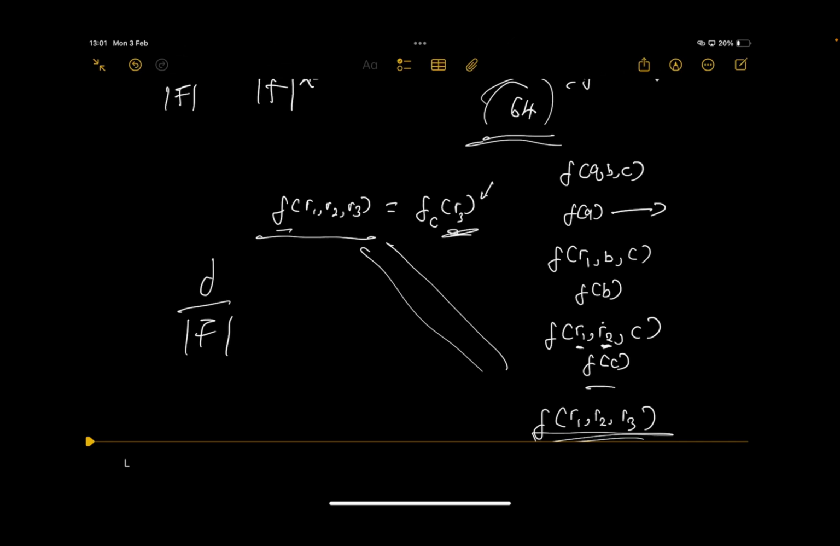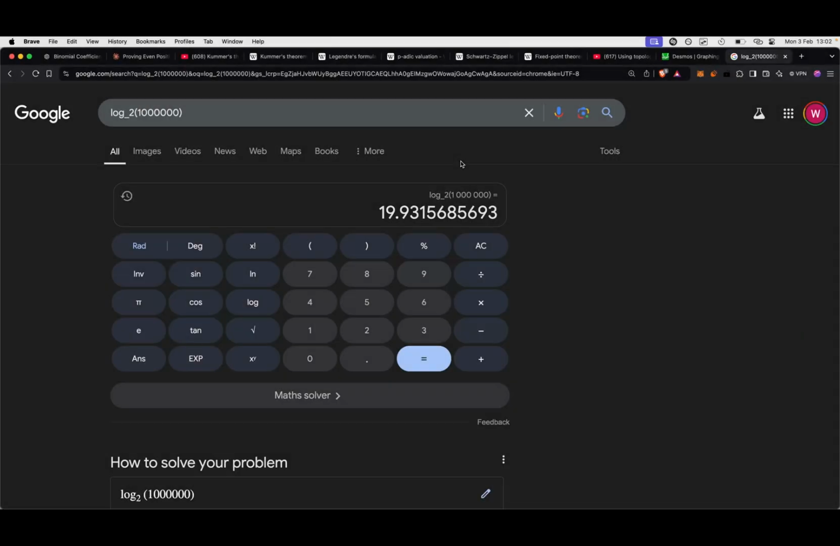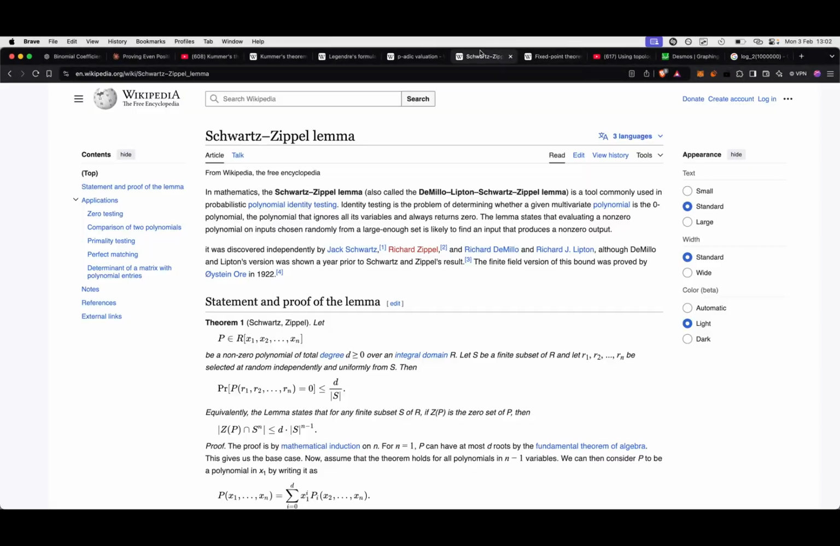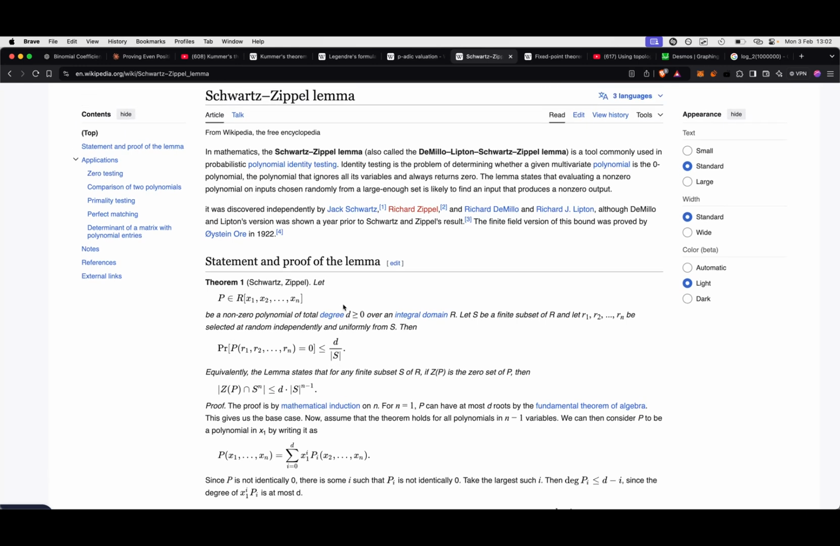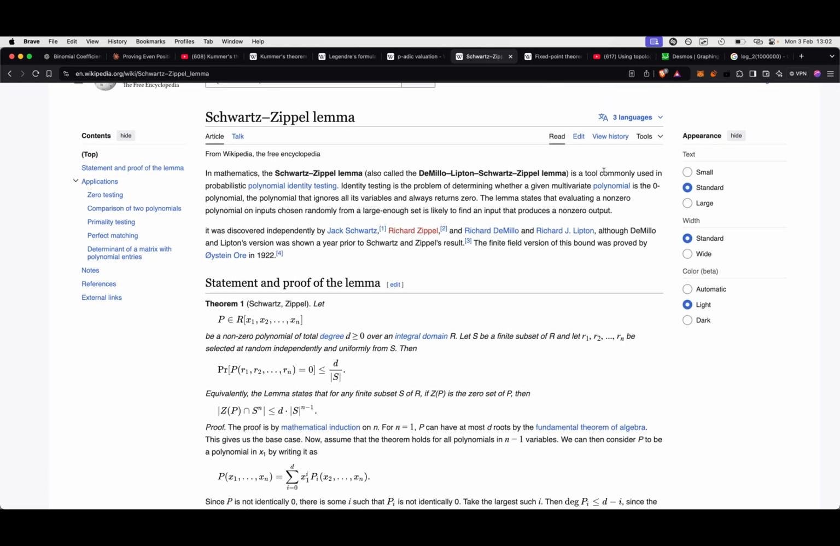Okay, so what you're saying now is both the 100% guarantee and the lesser guarantee, everything is the Schwartz-Zippel lemma. The Schwartz-Zippel lemma is more focused on not the 100% guarantee. So like here, D over field size. It's a tool commonly used in probabilistic polynomial identity testing. But I'll send you the video though.